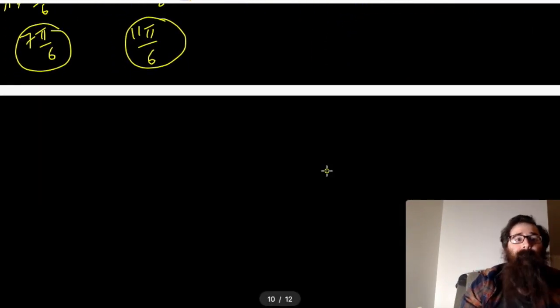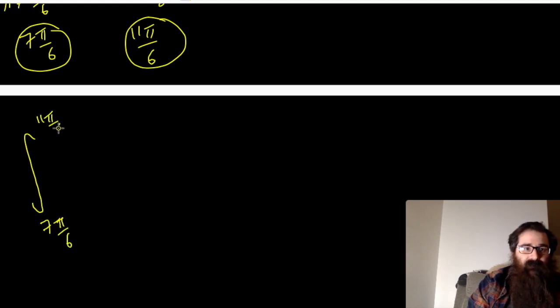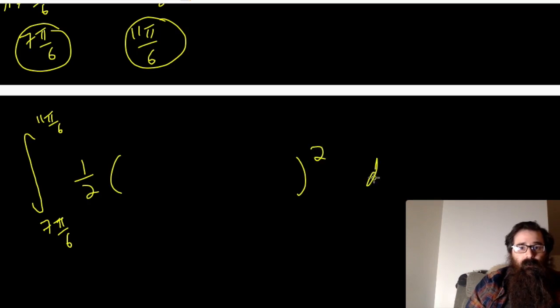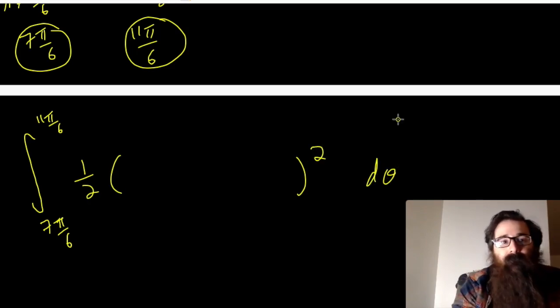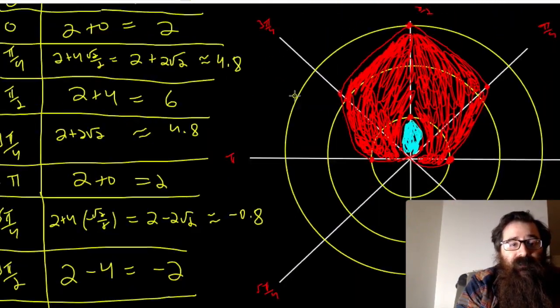So now to set this up, if I just want the area of that inner loop, I should be integrating from 7 pi over 6 to 11 pi over 6. And I want 1/2 r squared with respect to theta. And here r is our 2 plus 4 sine theta.